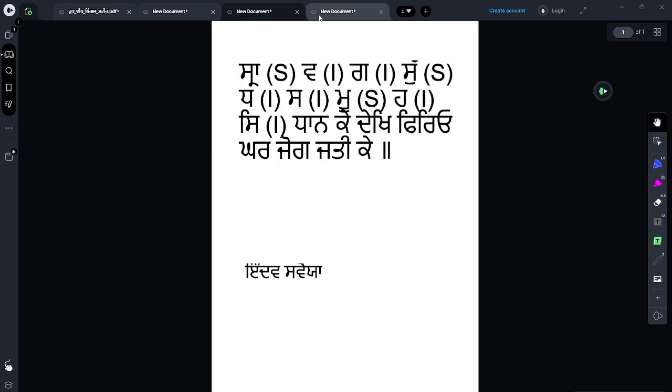So this is what I mean by you're going to start seeing things that you couldn't see before. This is the beauty of poetics. You're seeing the skeleton, what's actually going on behind the scenes. Sravag Suddh Samuh Siddhana ke Dekh Firyo Kare Jog Jati ke. This is not just some random letters thrown together. There's actual structure to it. There's a kram to it, there's an order to it, there's a logic to it.